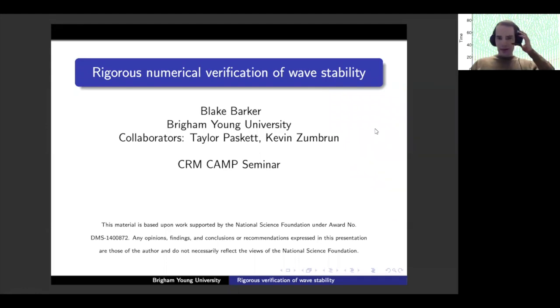So today I'm talking about our ongoing work improving stability of traveling waves in the 1D Navier-Stokes equations. This is a project that began some time ago, and we've made some recent progress that puts the end goal in sight. Now we're very close. This is work with Taylor Paskett, and he was an undergraduate working with me here at BYU. Now he's a master's student here, and with, of course, my PhD advisor, Kevin Zumbrun. And we'd like to thank the NSF for partial support, as this was work that started when I was still a postdoc.